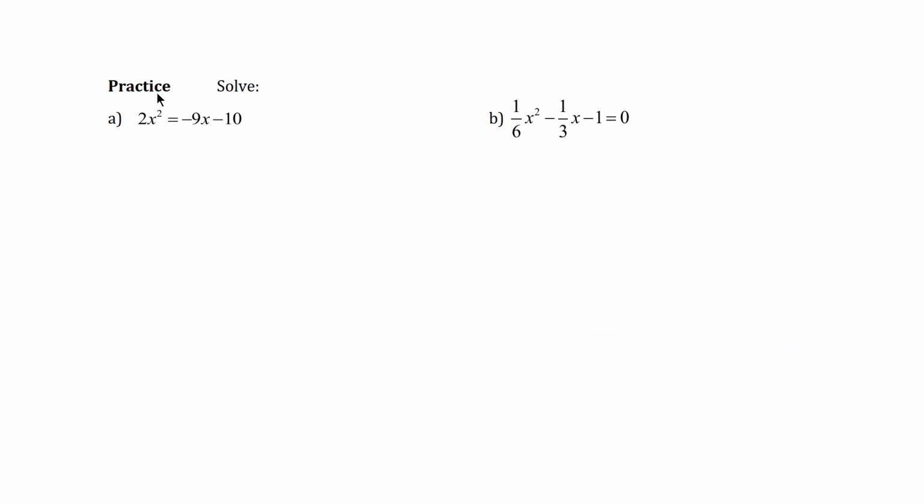Next, we have a practice problem. Solve. For part A, we have 2x squared equals negative 9x minus 10. For part B, we have 1 over 6 x squared minus 1 over 3 x minus 1 equals 0. Alright, so go ahead and pause the video, try out these problems, and then check back with the video to see the solutions.